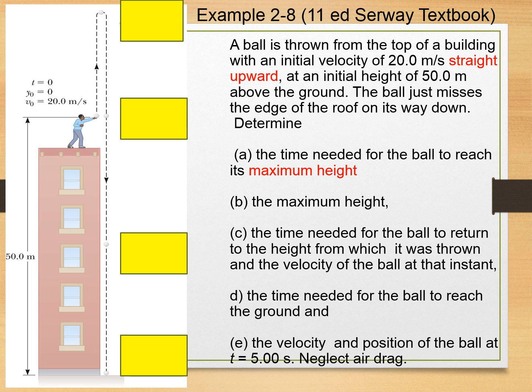Okay, now let's look at example 2.8 taken from the 11th edition Serway textbook, page 50. A ball is thrown from the top of a building with an initial velocity of 20 meters per second straight upward at an initial height of 50 meters above the ground. The ball just misses the edge of the roof on its way down. Determine A. The time needed for the ball to reach its maximum height.